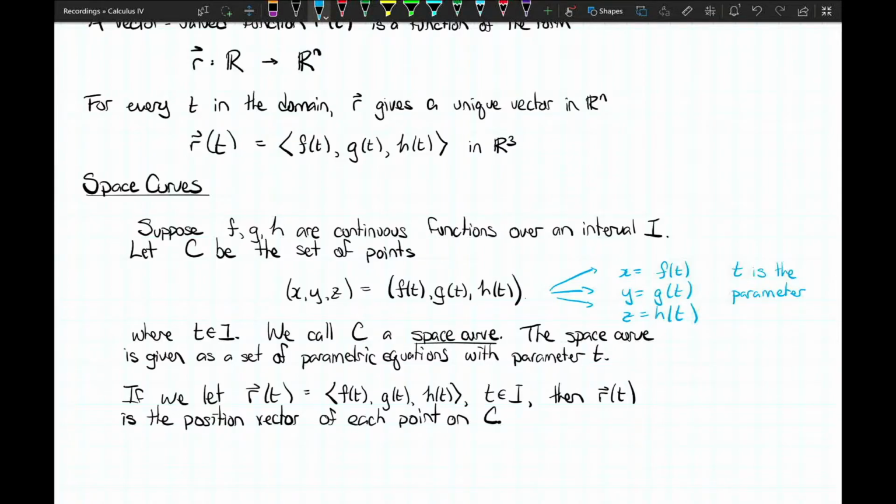Now, much like with functions of even just a single variable x, when we have f of x, we talk about what's happening to f as x increases. So it has a natural direction. Same thing here with a space curve. We want to take a look at what's happening to space curves as t is increasing, so space curves have this natural direction as well.